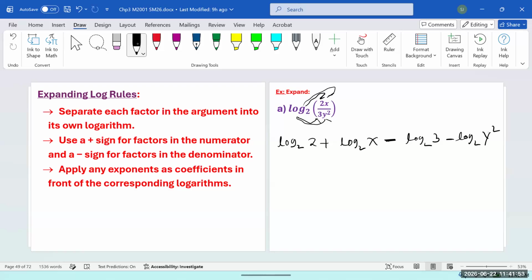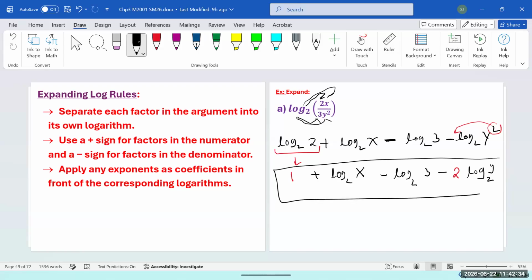And then you cannot leave any power. So that means we have to bring this power 2 down as a coefficient. And also you have to apply the rule for same log, same base and argument. So what is log base 2 of 2? 1. And here 2 comes down as a coefficient. So we have plus log base 2 of x minus log base 2 of 3 minus 2 times log base 2 of y. And that's all.